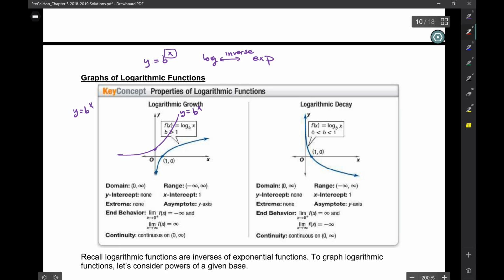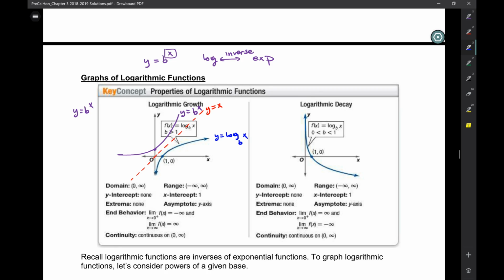Now, if I draw the line y equals x, take a look at the blue. The blue is y equals log b of x. So do you see how b to the x and log of x are inverses of each other, right? So take a look. What's the intercept here?